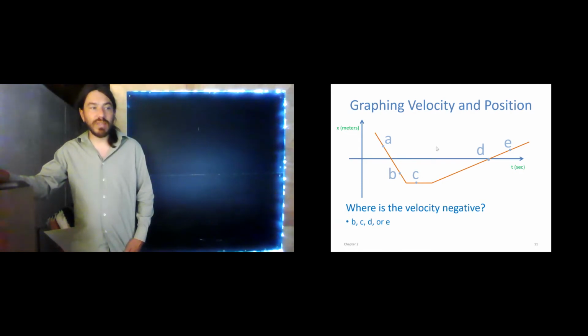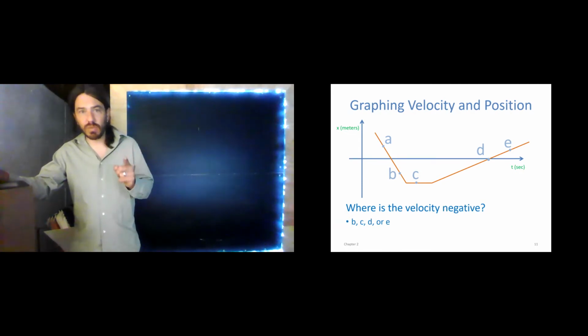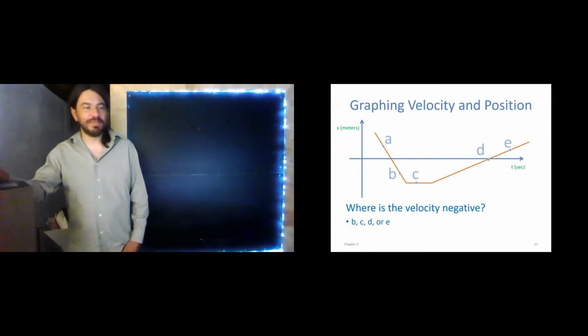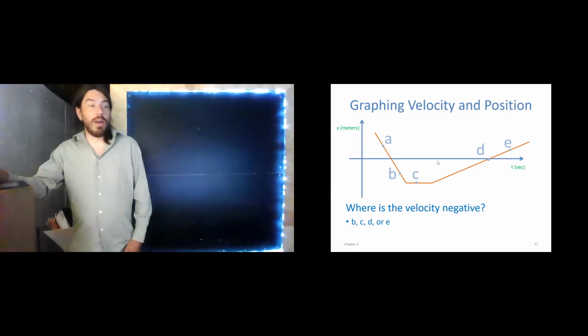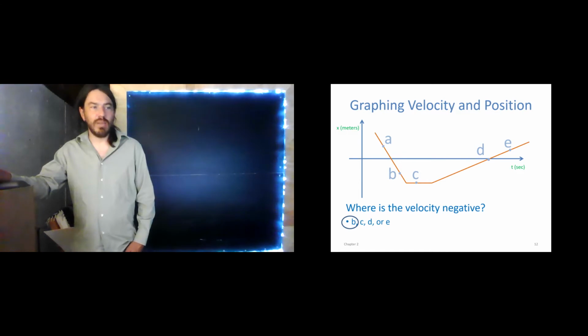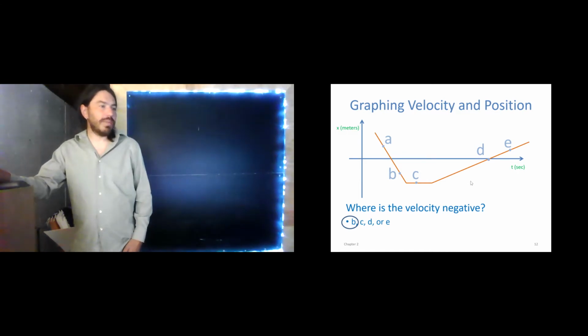Here's another one. Where is the velocity negative? Attentive listeners will notice I just told you the answer. Pause the video, see what you think. Okay, where is the velocity negative? We're looking for a negative slope. I see a negative slope at B and at A. Notice I did not give you A on the list. The only one that has a negative velocity is point B. Again, commonly, students will select either B or C, but the position of B and C is negative. However, the velocity is only negative at B.